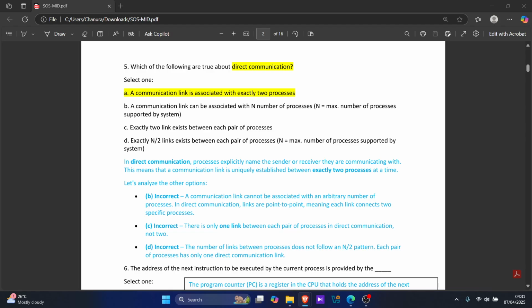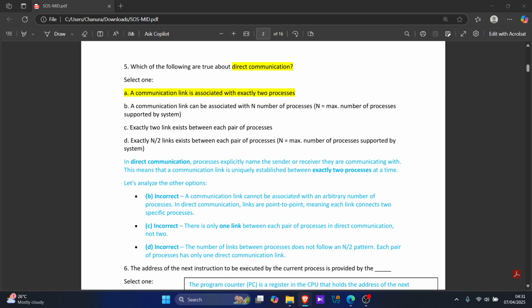Looking at option A, communication link is associated with exactly 2 processes. That sounds right because if each link is between 2 specific processes, then each link would involve exactly 2. So maybe A is correct. Option B says a link can be associated with n processes.